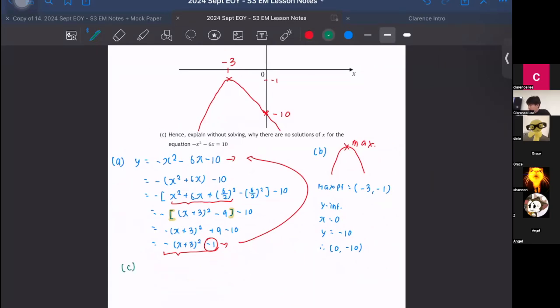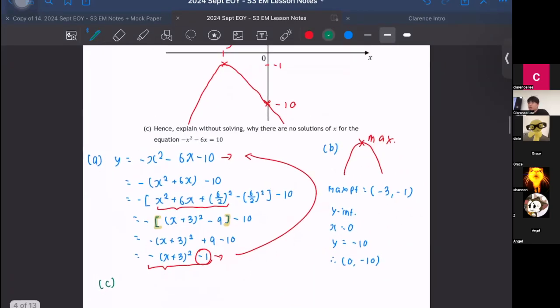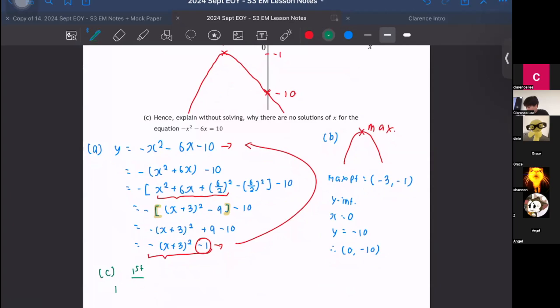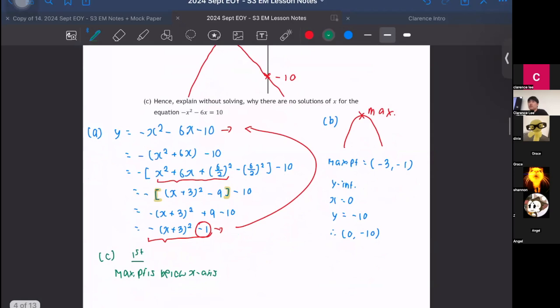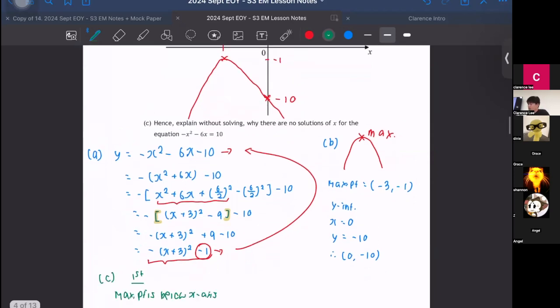Okay, for part C, you want to explain without solving why there are no solutions. This is what I mentioned just now. There are 2 methods that you can consider. The first method is to say that the highest point, rather the maximum point, is below the x-axis. Therefore, there is no intersection with the x-axis, so there's no solution. Because the highest you can ever be is already below the x-axis, there is no way you can ever touch the x-axis.